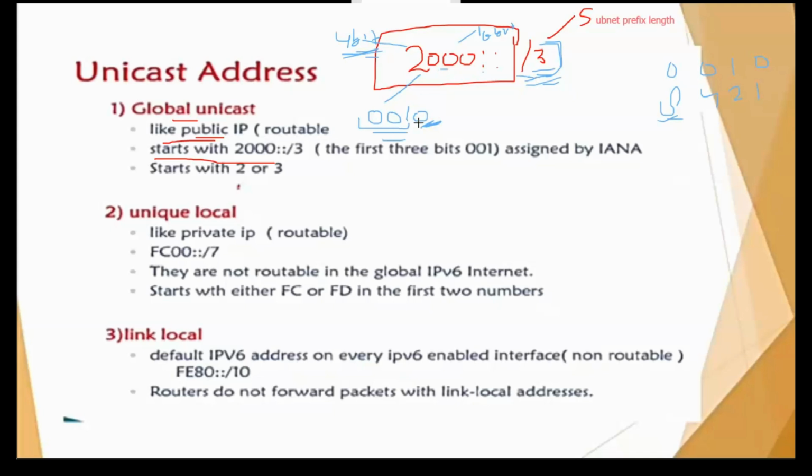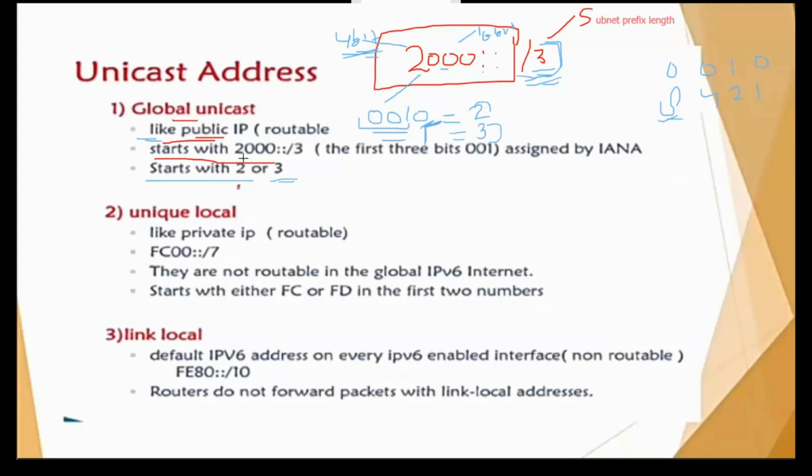So in the last digit, when you change, that is in binary. In binary, which value can be there? 0 or 1, only 2 combinations can be there. When 0 is there, that is for 2, and when 1 is there, meaning 0011, that will be 3. That means for a public IP address of IP version 6, at the start only 2 or 3 can be there. It means it will start with 2 or 3 only.